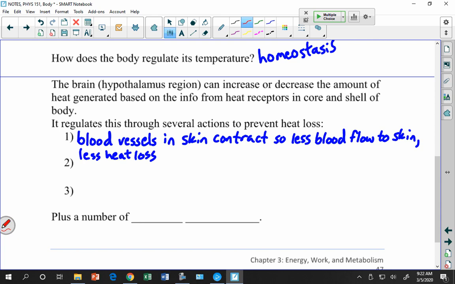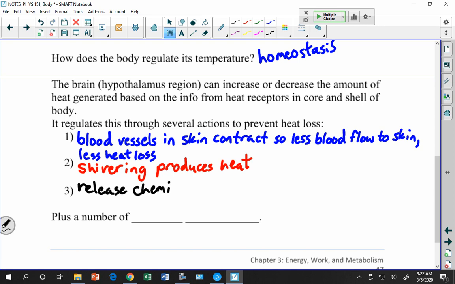The second is you can shiver. And shivering prevents heat loss, or shivering actually produces heat. And your body can also release chemicals to increase your BMR. Okay, and if you increase your BMR, that will produce heat.